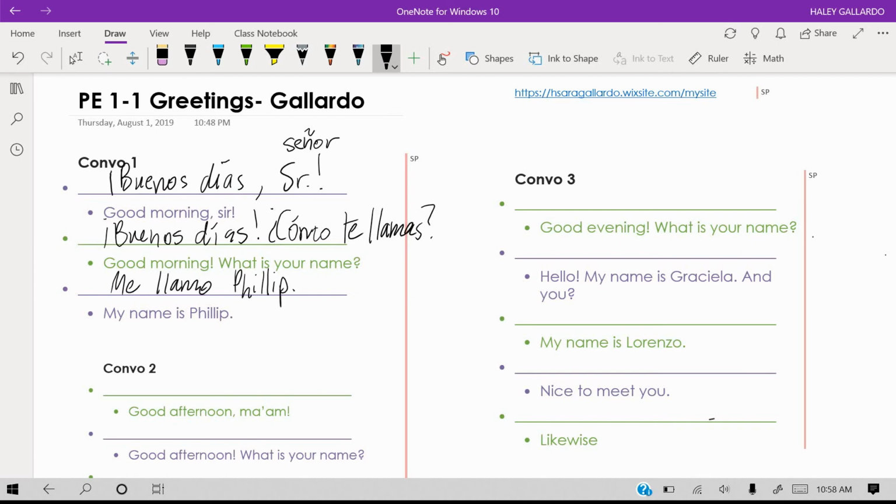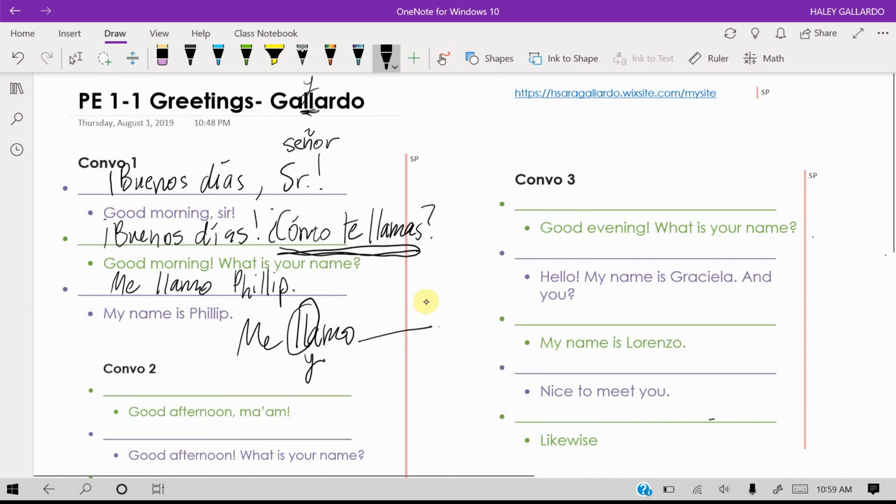My name is Philip. So if I asked you, ¿Cómo te llamas? You would say, me llamo, and then your name. So practice that. Me llamo, your name. Me llamo. You may notice that the double L makes a Y sound. That's what happens whenever you have 2 L's together in Spanish. Same thing with my name, Gallardo.